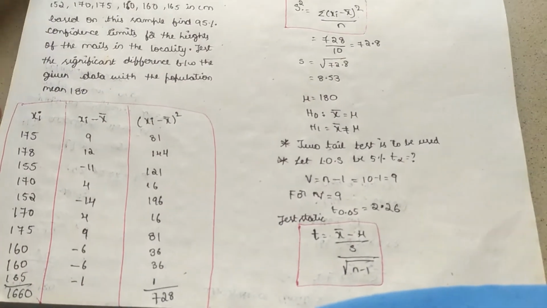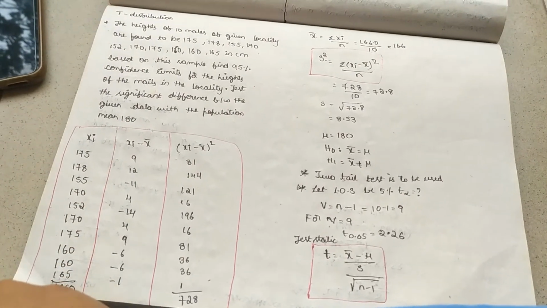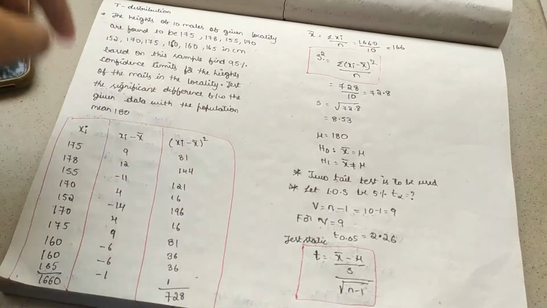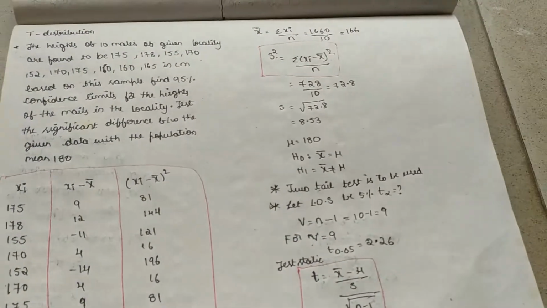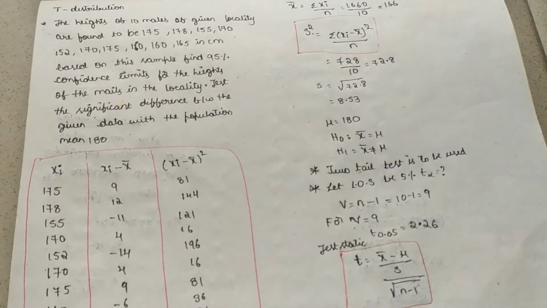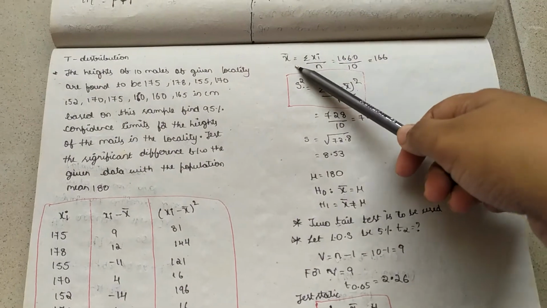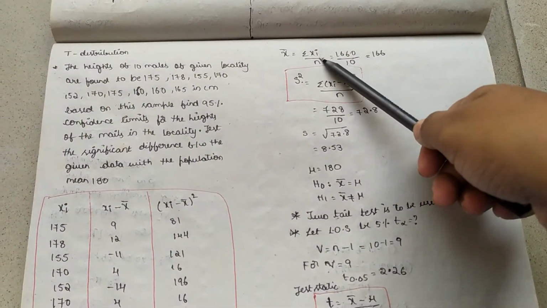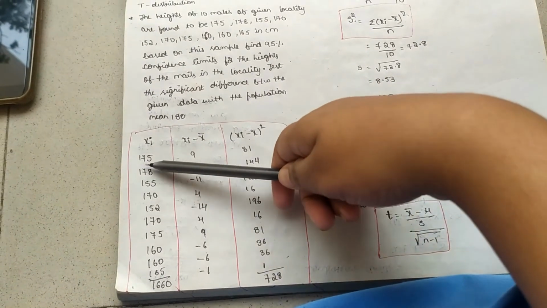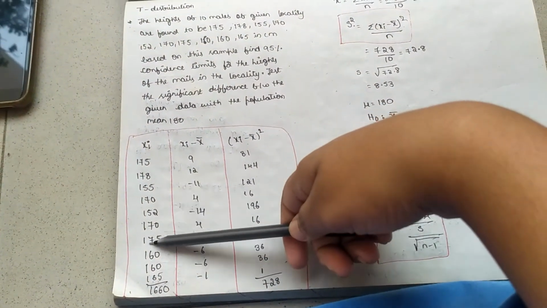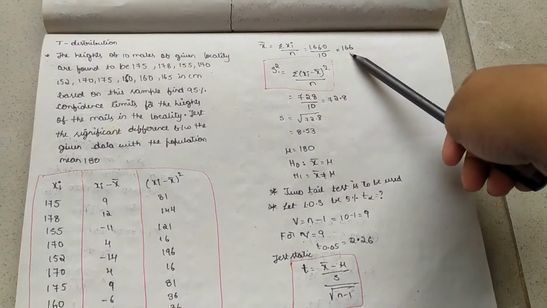So we are writing here, we have to draw the table, which has xi values written as it is. We also have to do the summation of all these values, and here we have to find x bar, which is the mean value. The mean is summation of xi by n. Summation is 1660 and the number of values is 1, 2, 3, 4, 5, 6, 7, 8, 9, 10. So n equals 10, and 166 is the mean value.